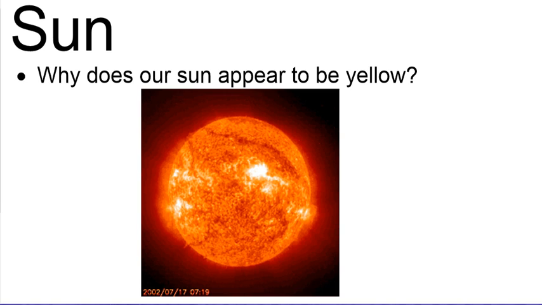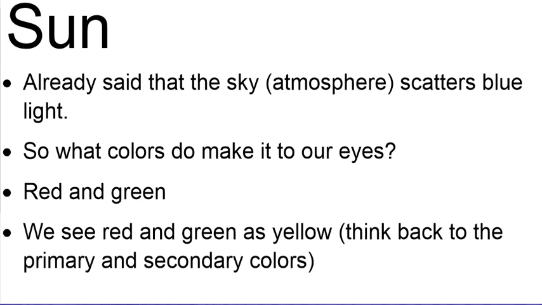Now, our sun appears to be yellow. And if it appears to be yellow, this is going to be a secondary color in light addition, and we perceive it to be yellow because we see red and green, which means what we're seeing is red and green coming through. And if we think back to the sky, we said the sky scatters our blue light, if we think just of our primary colors.